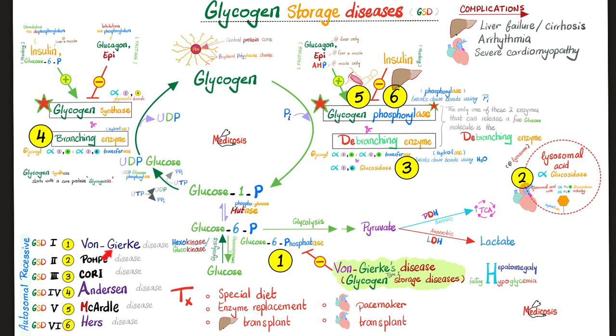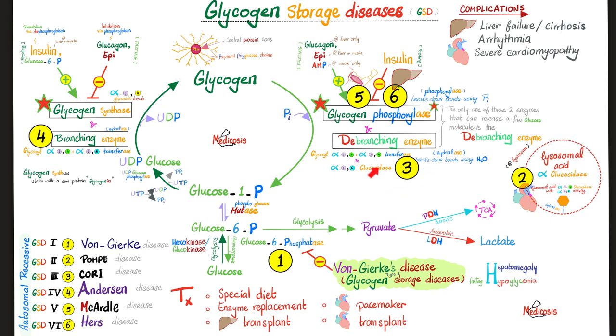So these are the 6 glycogen storage diseases. Von Gierke's disease is missing glucose 6-phosphatase, and we call this type 1. How about type 2? Pompe's disease. Think of Pompe, pump. The problem is in the heart's lysosomal acid alpha-glucosidase. You can also call it alpha-1,4 glucosidase. Some books will even call it just debranching enzyme, which is fair enough.